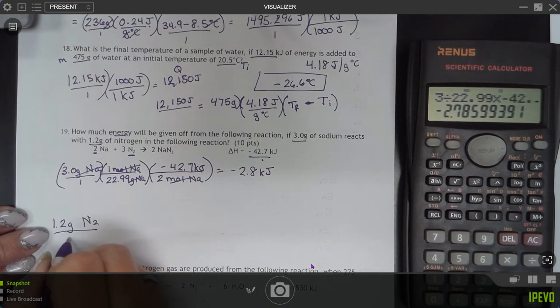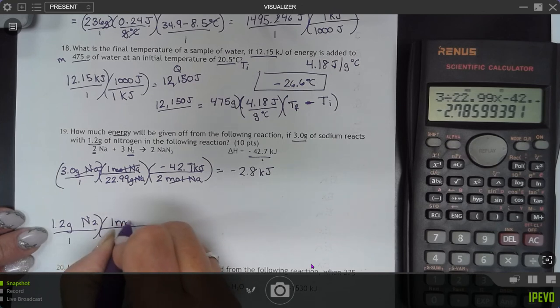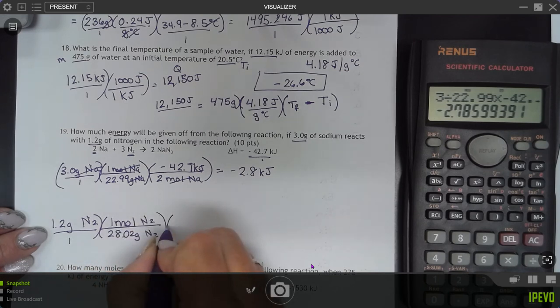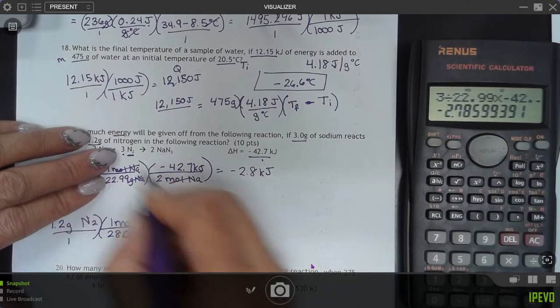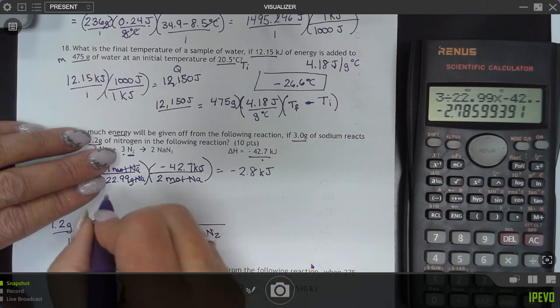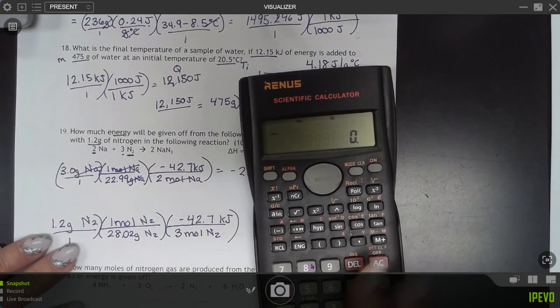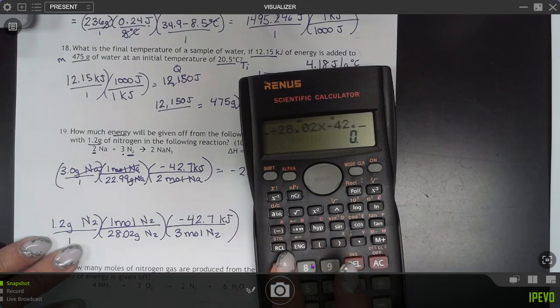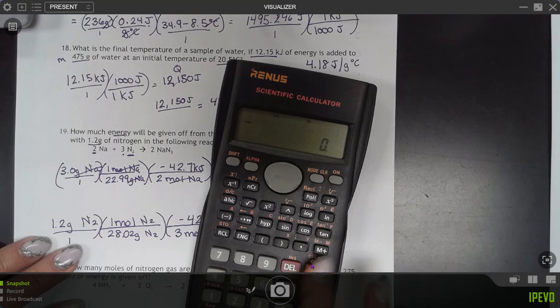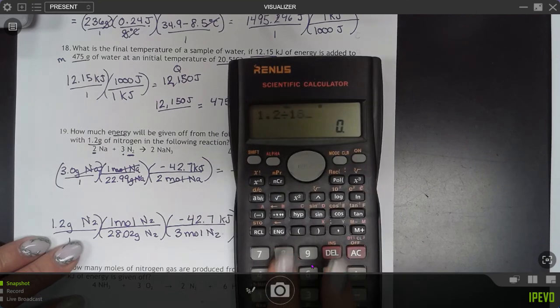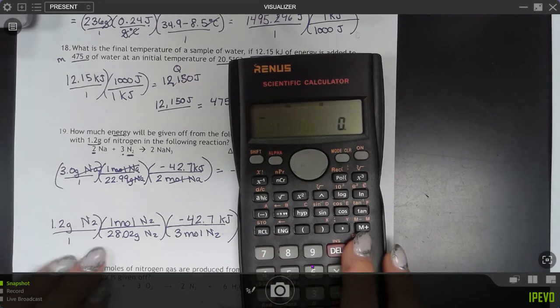All right. Here I have 1.2 grams of N2, so I should know 1 mole of N2 has a molar mass of 28.02 grams. All right. And then I have the same thing. I've got to look up here. I have 3 moles of N2 and the same delta H, minus 42.7 kilojoules. So if I do this math, 1.2 divided by 28.02 times negative 42.7 divided by 3. Whoops. This is why I tell you guys always show your work, because if you push the wrong button, I can see what you're doing. I don't have to take away all of your points. There we go. That's not right either. I divided by 2, didn't I?